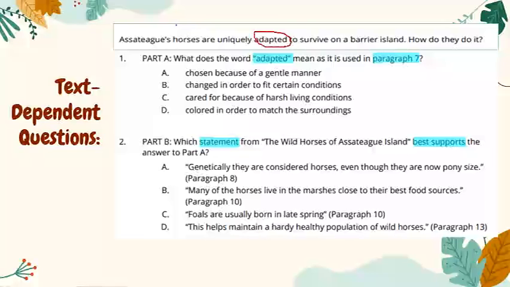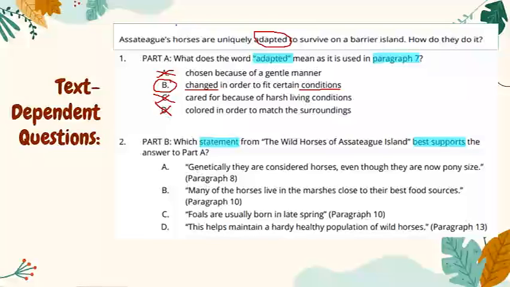So let's find out. A, chosen because of a gentle manner. That's not adapted. B, changed in order to fit certain conditions. That could definitely be it because they're changing and the conditions on a barrier island are pretty tough. C, cared for because of harsh living conditions. No, adapted does not mean cared for. D, colored in order to match the surroundings. That sounds like camouflage kinda, and that is not adaptation. So the answer is B, changed in order to fit certain conditions. Now for part B, we have to choose the statement that best supports the answer to part A.